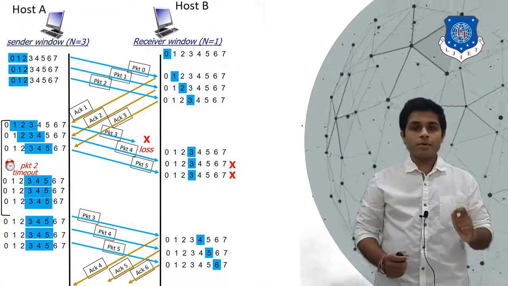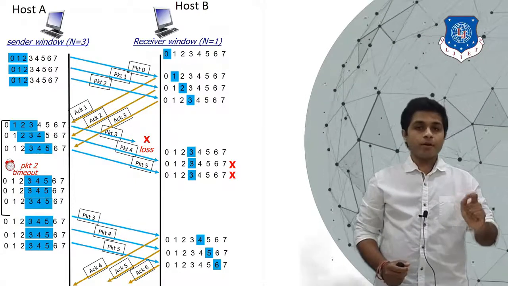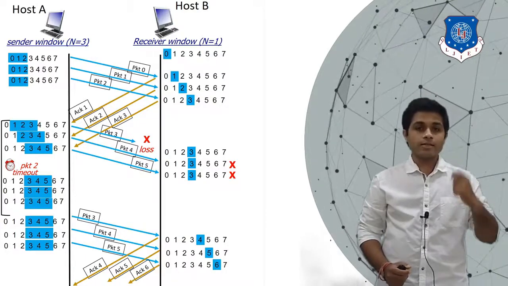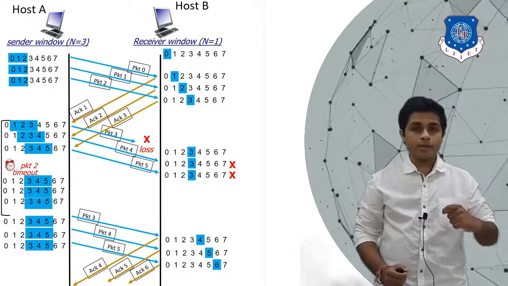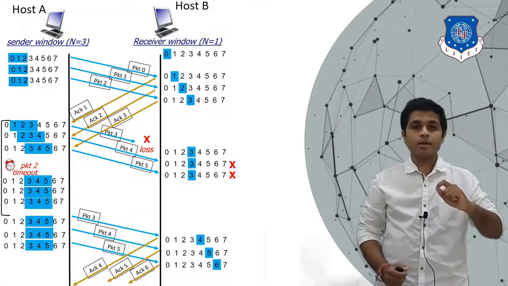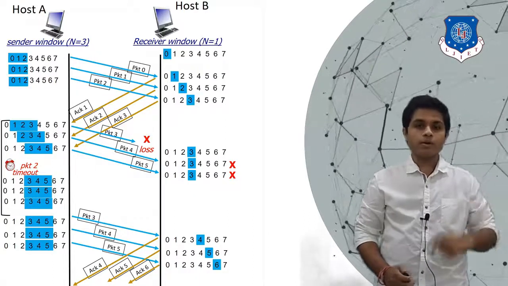So always remember, the go back N protocol is totally dependent on the window size. And if the sender is not receiving any acknowledgement in a particular amount of time, in that case it will go back N steps and it will send the whole window again.